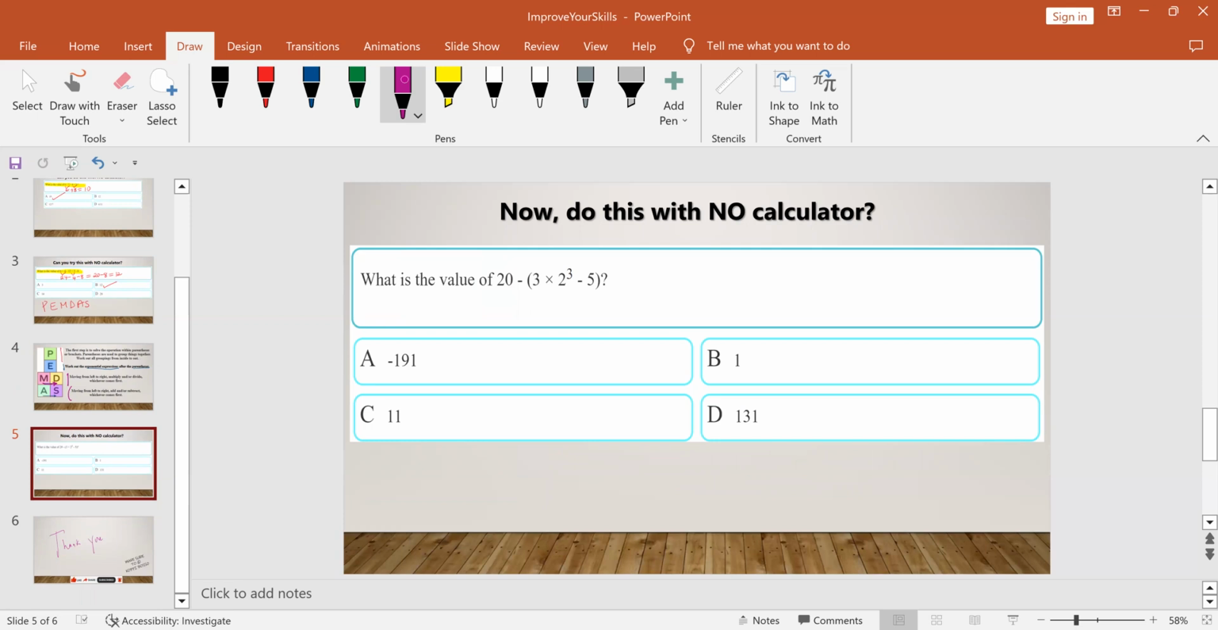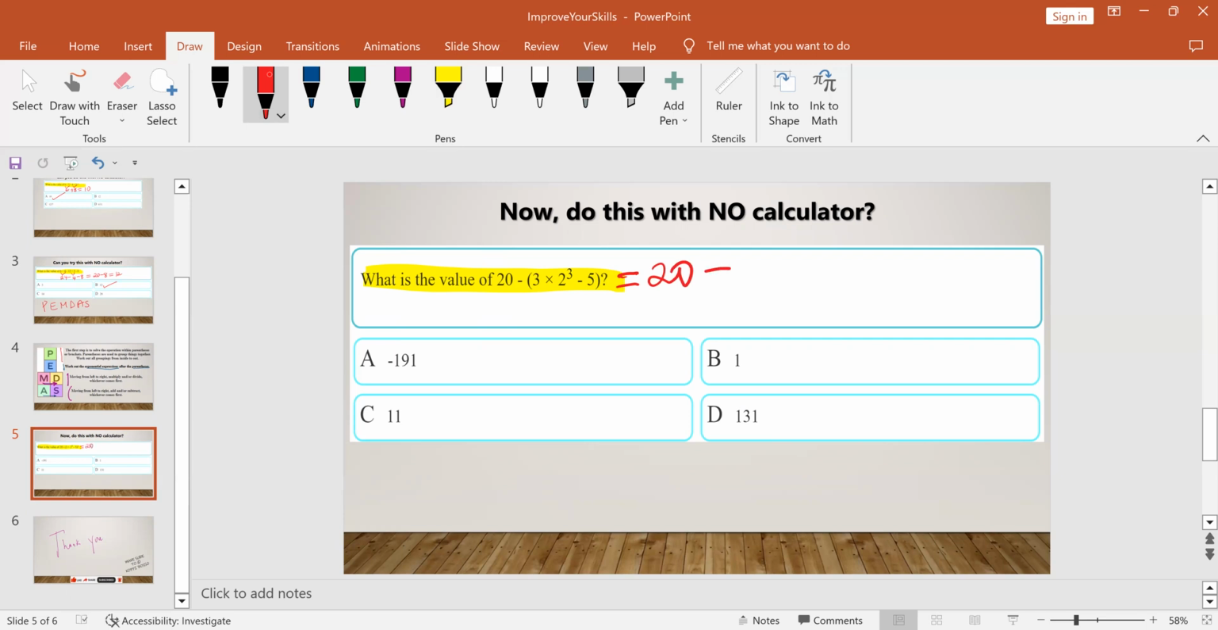Now do this with no calculator. So here we have subtraction, we have multiplication, we have exponents, we have parentheses. Now we say that the first operation to do is the parentheses, which is the bracket. But inside the bracket, we have again multiplication, exponent, and subtraction. Therefore, we'll do the exponent first in the parentheses.